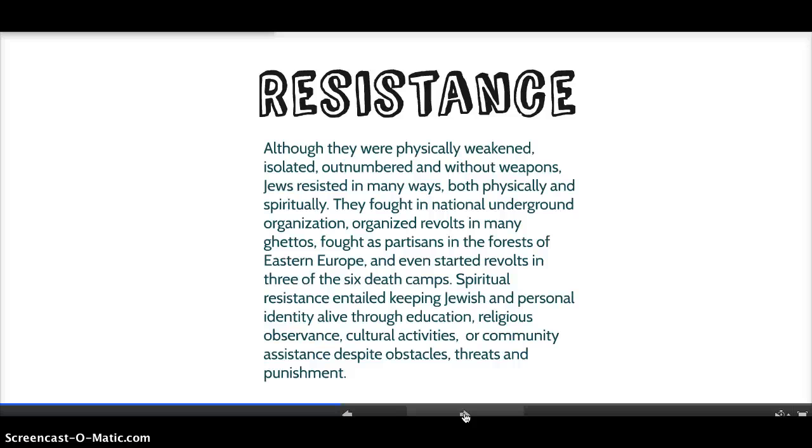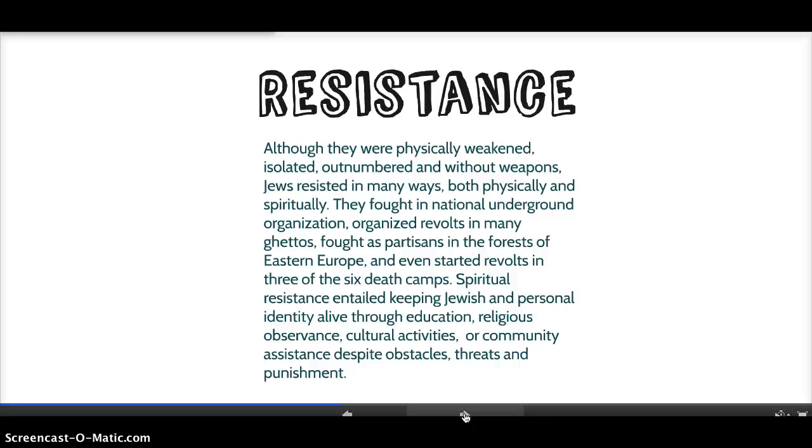Resistance. There were some resistances. I know a lot of you are thinking, well, why didn't they just fight back? And the Nazis took so much away from them that it was very difficult to do it. But they did do it. They did it without weapons. They did it physically. They did it through their religion.